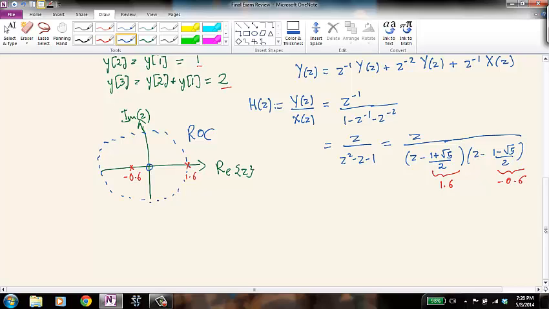So it's kind of neat that just by looking at the poles of a system, you can say things about its qualitative behavior. So let's actually go ahead and verify that now.